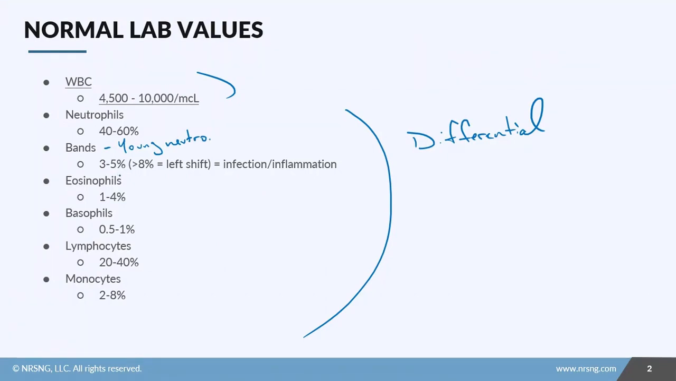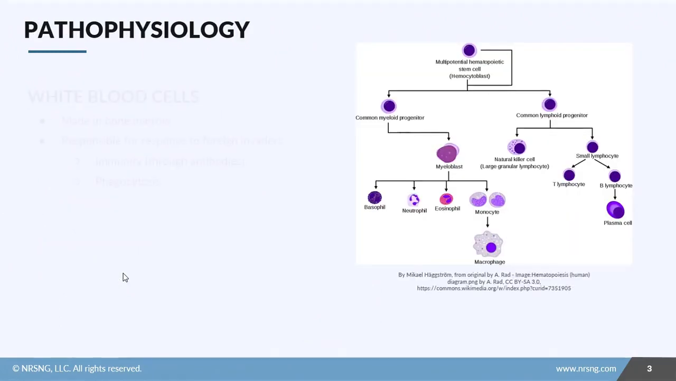3 to 5% is normal, but anything greater than 8% is called a left shift, which indicates some sort of infection or inflammation. Like I said, we're going to go into that in a minute. Eosinophils are 1 to 4%, basophils are 0.5 to 1%, your lymphocytes are 20 to 40%, and your monocytes are going to be 2 to 8%. Let's break this down a little bit further so that when you see this differential for your patient, you know exactly what we're talking about.